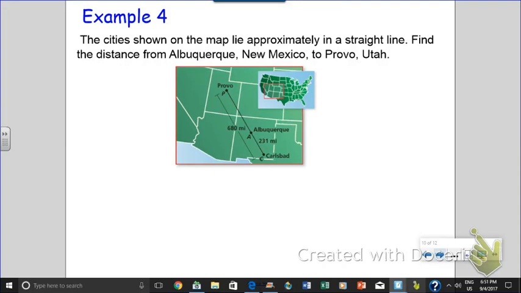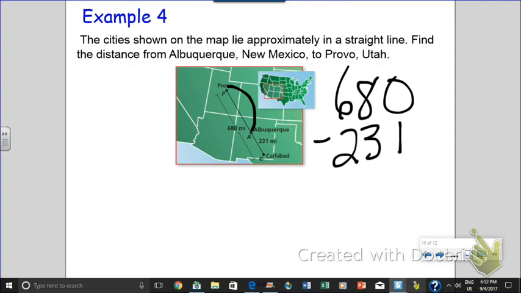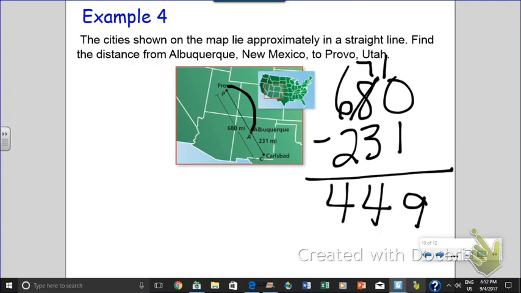Finally, the cities shown on the map lie approximately in a straight line. Find the distance from Albuquerque, New Mexico to Provo, Utah. For this one, we're going to have to subtract the two values so that we can find the distance between the 2 points. We're finding 680 minus 231. When we subtract these, we get 449 miles total.